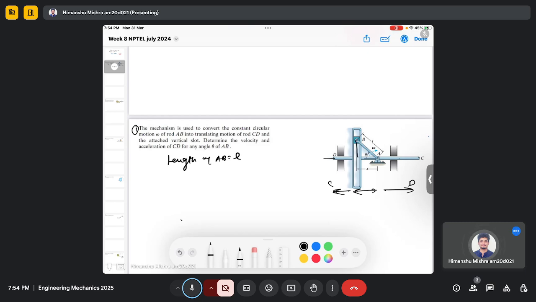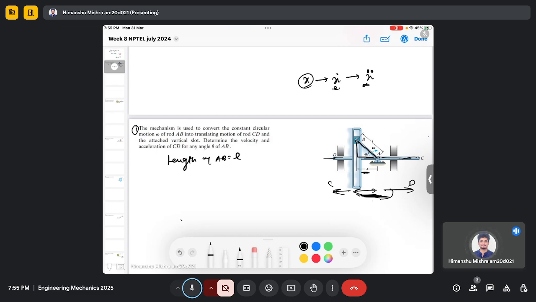So here you can see that you are given theta and you are given this length, so you can calculate x. If you have x, you can take the time derivative to get x dot, and then take the time derivative again to get x double dot. This x dot will give you the velocity of CD, and x double dot will be the acceleration of bar CD. So we have to find x and take its time derivative to find the velocity of CD, and again the time derivative to find the acceleration of CD.